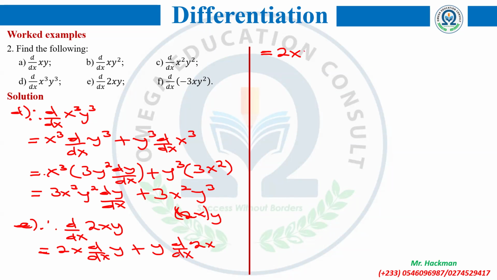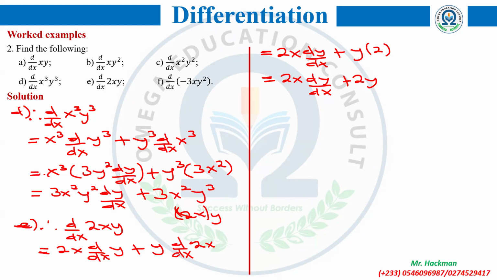dy dx. Then plus, second factor held, y. d dx of 2x, that is 2. Very good. Some of you, your differentiation is on point. So now this will be equal to, you can see the bracket here, so you have to go and remove that final bracket. So 2x dy dx there, then plus 2y. That becomes our answer. Point well made, my professors.